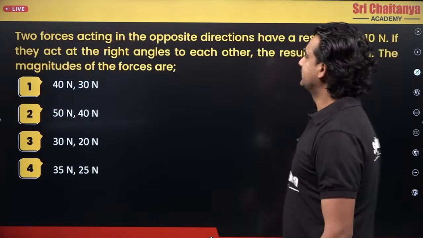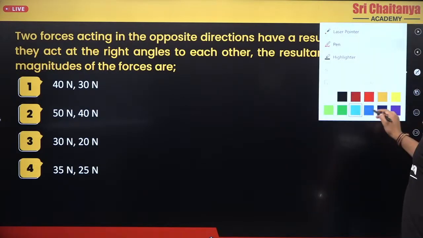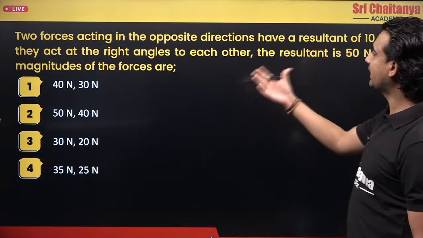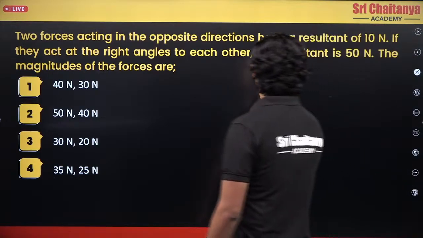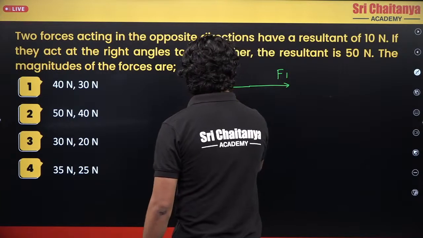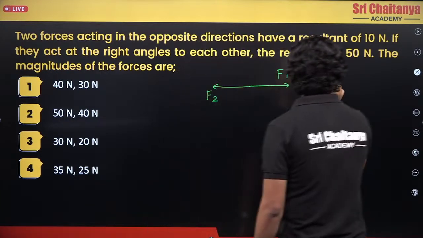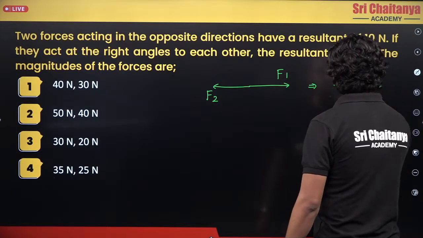Okay. Next, two forces acting in the opposite direction having a resultant of 10 newtons. Okay, so basically he's trying to say that two forces are acting in opposite directions having a resultant of 10. Okay, so let's suppose I have force 1 and this is force 2, right? I have two forces acting in opposite directions. And what is the resultant? So let's say if the net resultant is in this direction, so this will become how much?